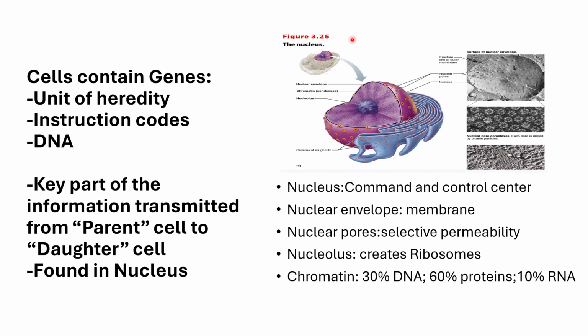All right, so our cells. Our cells contain genes. The genes are the unit of heredity. They contain the instruction codes to make DNA. The key part of the information transmitted from the parent cell to the daughter cell. And these are found in the nucleus. All right, the nucleus is the command center or control center of the cell.